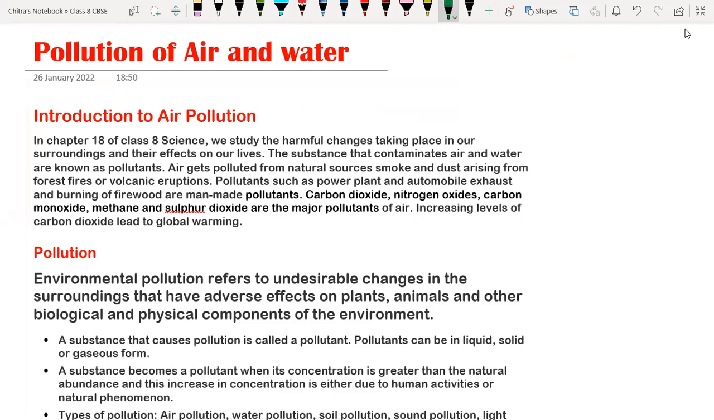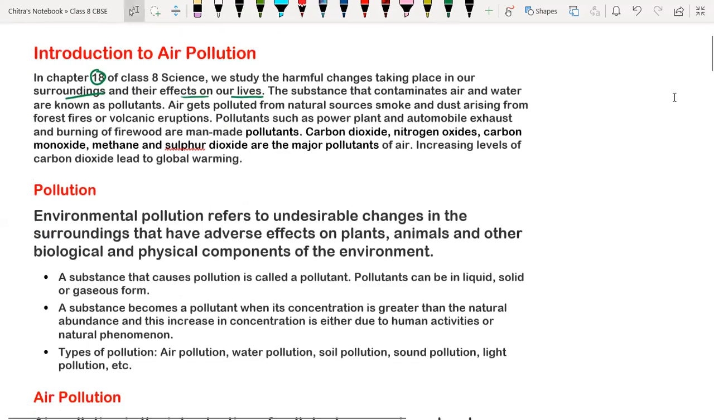In the previous chapter, we have already studied the harmful changes taking place in our surroundings and their effects in our life. So anything which changes the normal composition of the air or water is called pollution. That means the contamination of air or water is called air or water pollution.